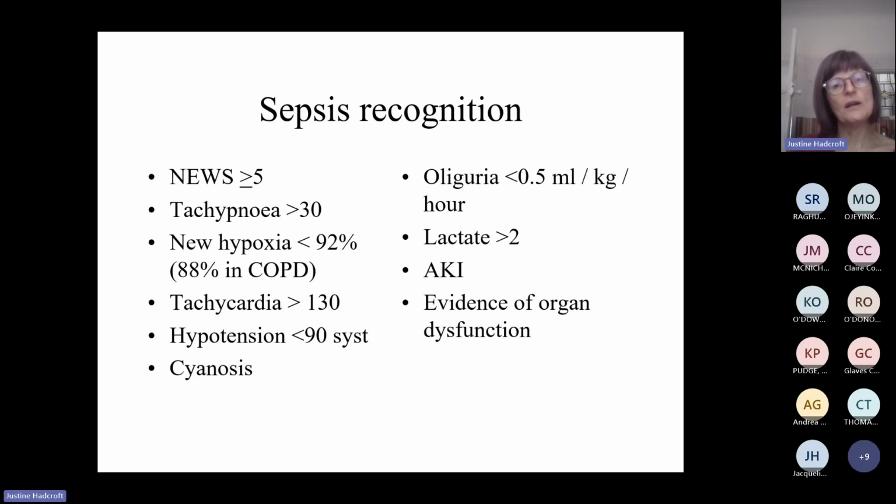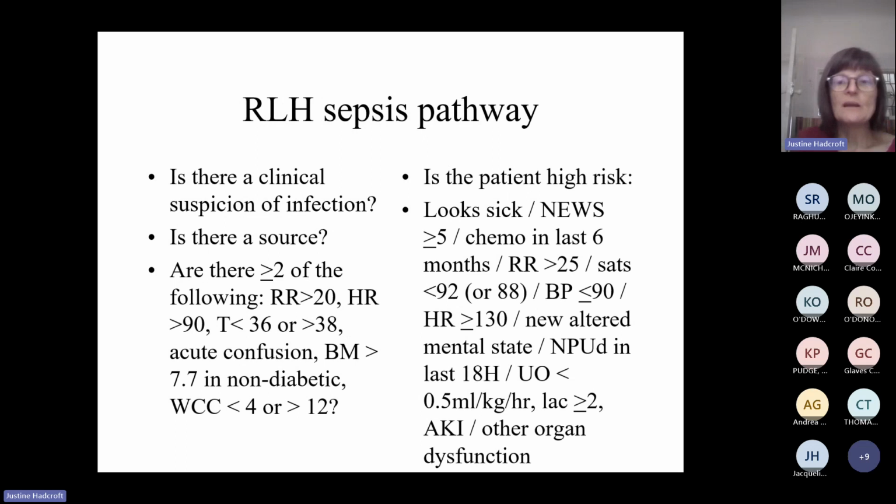So in more black and white terms, sepsis might come to light because the patient's got a NEWS of 5 or more, if they've got tachypnea of greater than 30, if they're hypoxic, if they're tachycardic, if they're hypotensive, cyanosed, if they're not weeing, if they've got high lactate, if there's an AKI or evidence of organ dysfunction. So I suppose that's your drowsiness, and abnormal liver blood tests as well suggest that there might be organ dysfunction, poorly perfused liver.